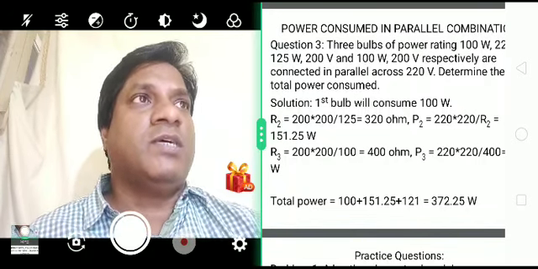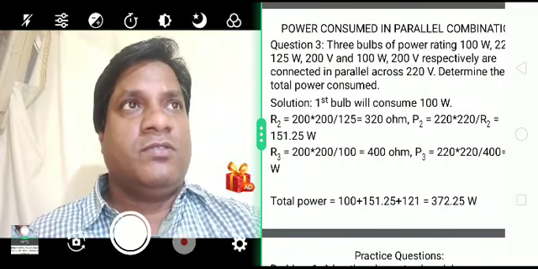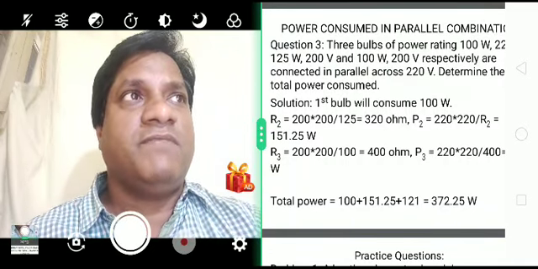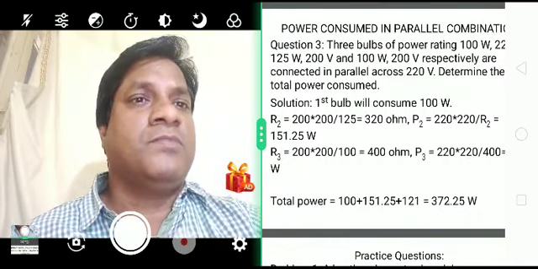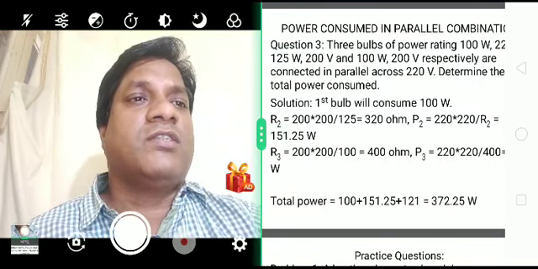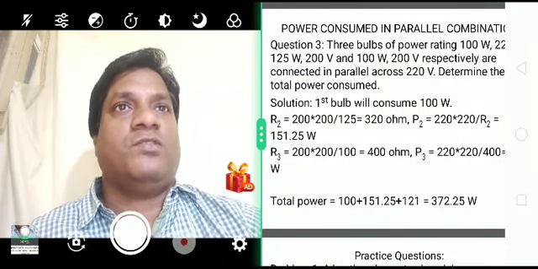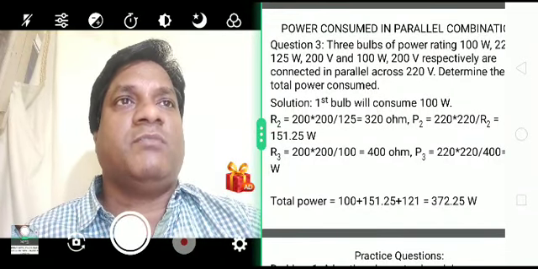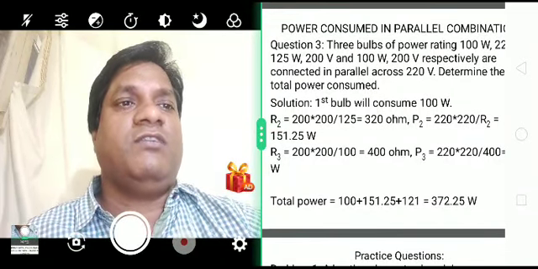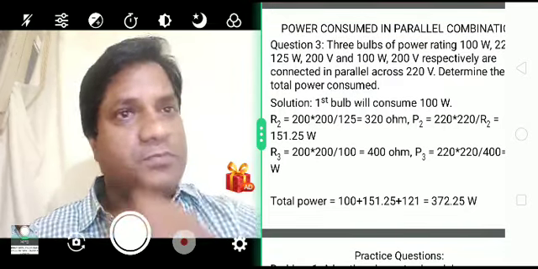So the power consumed by the second bulb comes to be 151.25 watt, and the power consumed by the third bulb comes to be 121 watt. So the total power consumed is the sum of the three power consumed, that is 372.25 watt.